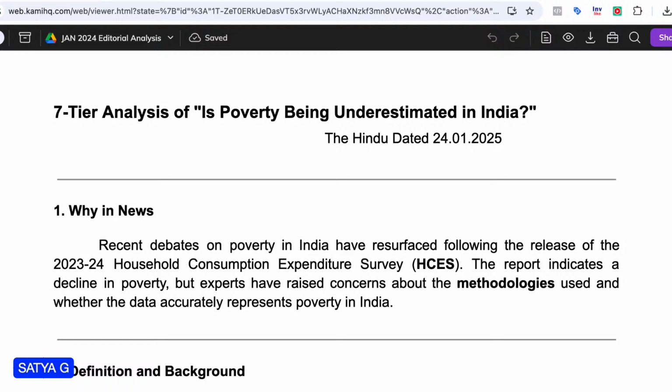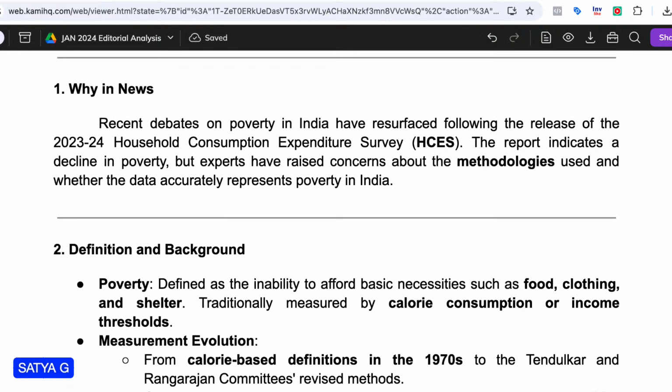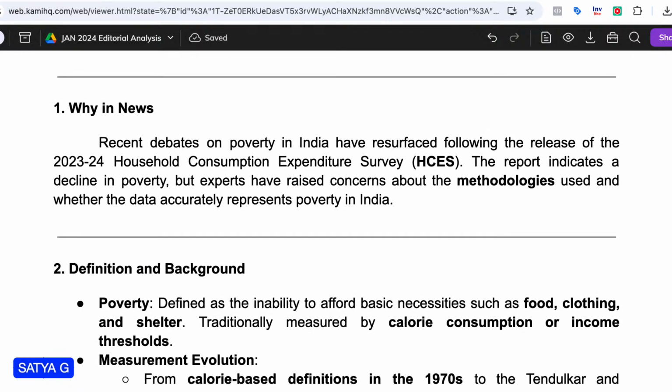Somebody confirm. Yes. Yeah. So, friends, this is the article in the paper The Hindu, dated 24th. As per the survey, named Household Consumption Expenditure Survey for the financial year 23-24, they did some survey. According to that, they are mentioning there is a decline in the poverty of India.